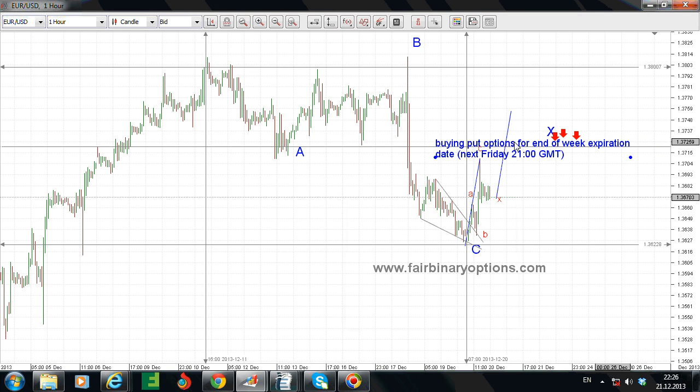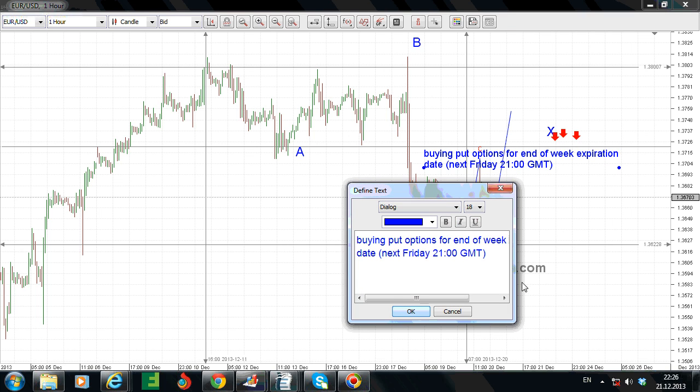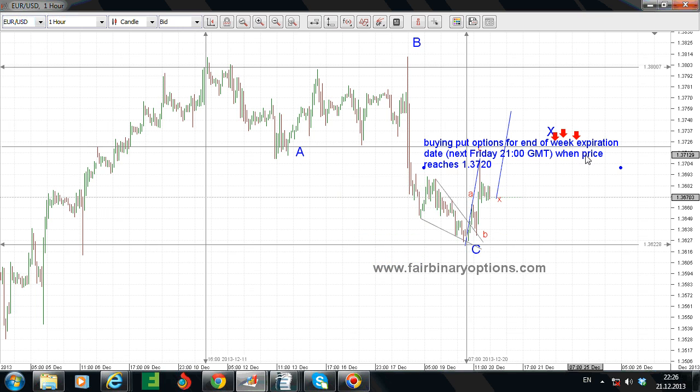But these put options are to be bought only when price reaches 1.3720. So regardless of the moment of time price is reaching 1.3720, I'm talking about Monday, Tuesday or Thursday or Friday, you buy put options with end of week expiration dates, basically for Friday 21 GMT, and that should be our expiration date. Normally we are looking for an X wave of this degree and then for prices to go to the downside. It remains to be seen.